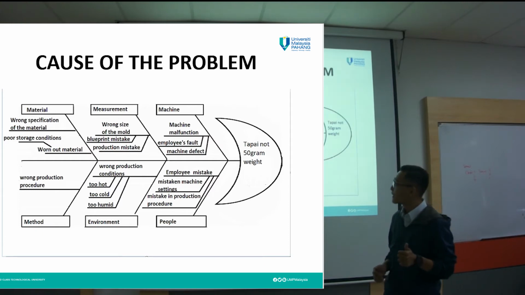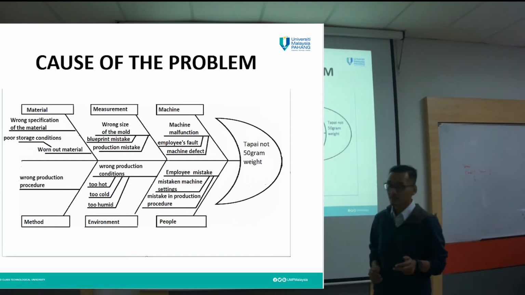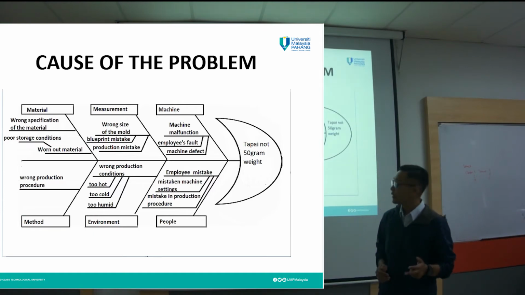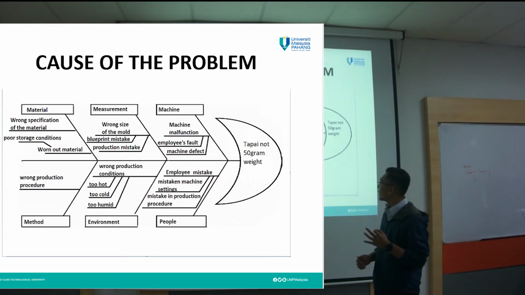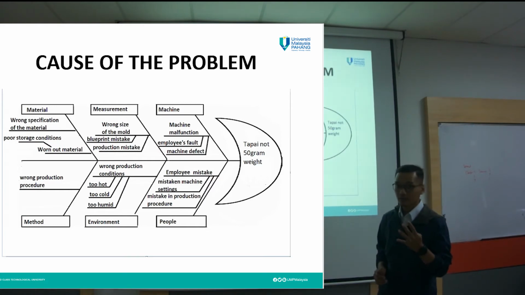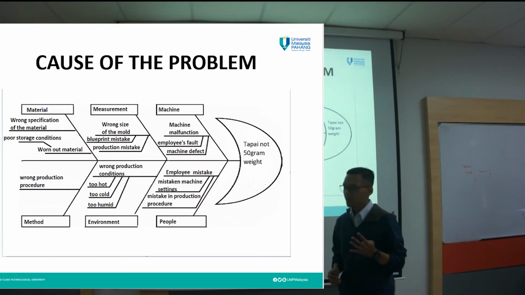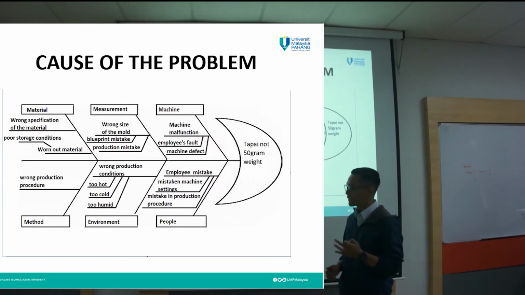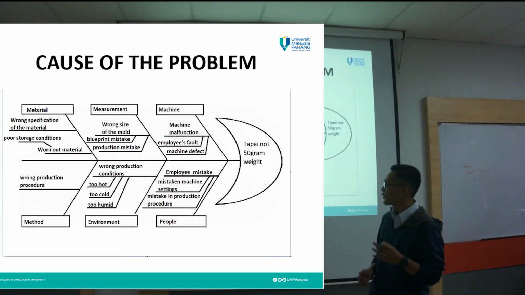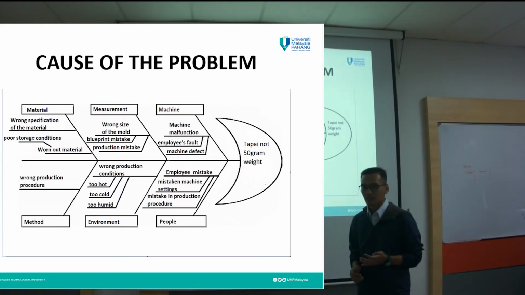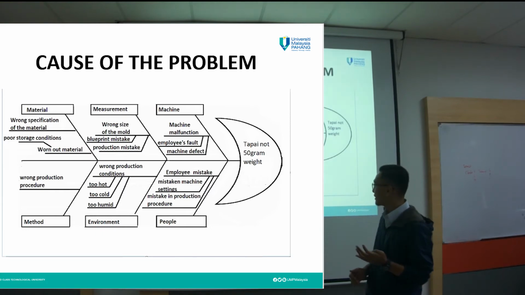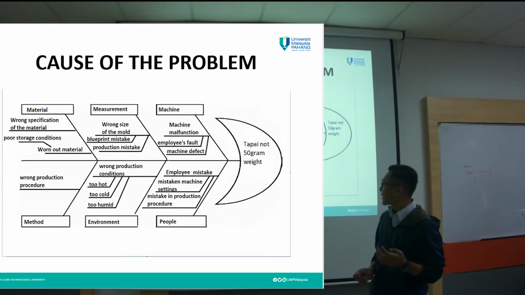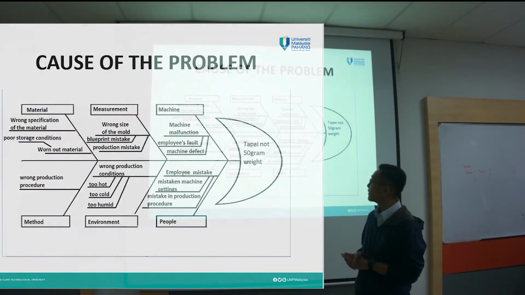First, material, which is wrong specification of material. Second, measurement, which is wrong size of the mold. Third, machine malfunction. Fourth, method, which is wrong production procedure. Fifth, environment, which is too hot, too cold, too humid. And the last factor that we get is people, which is employee mistake. That's all for fishbone.